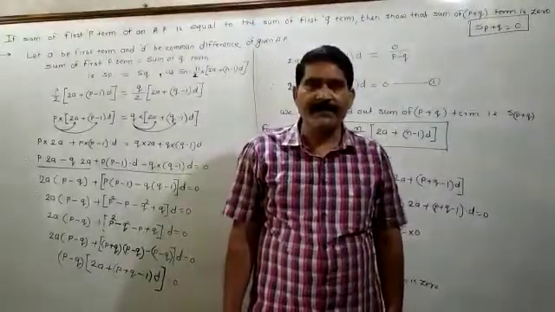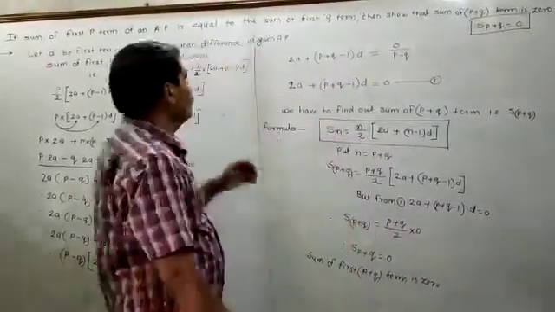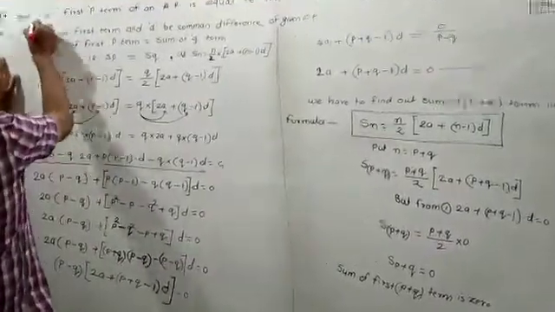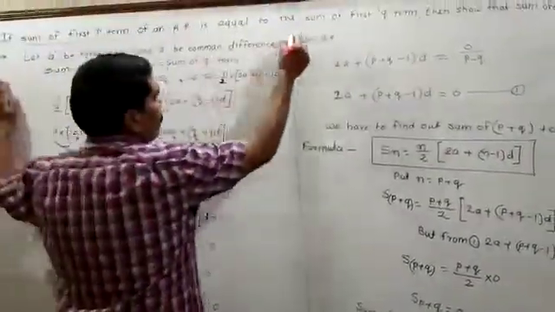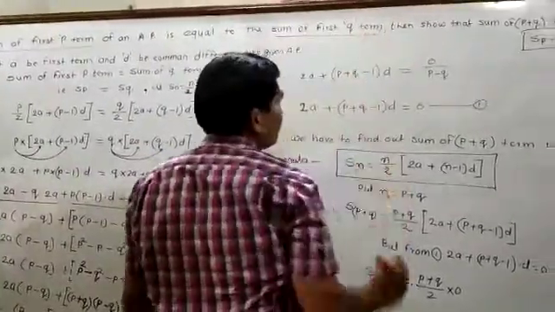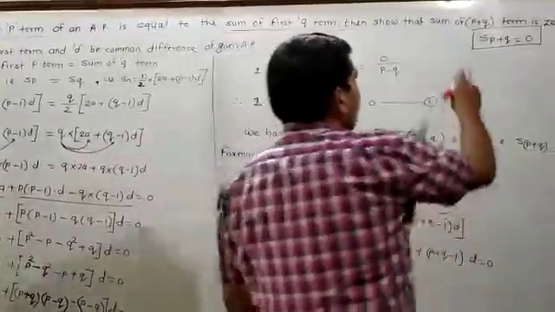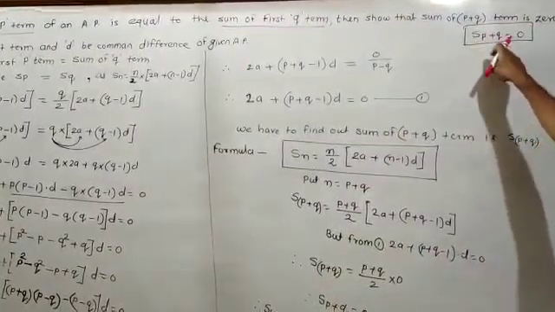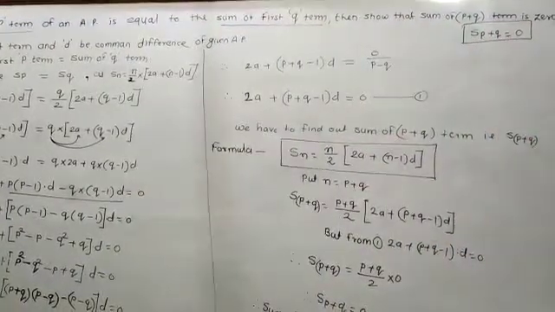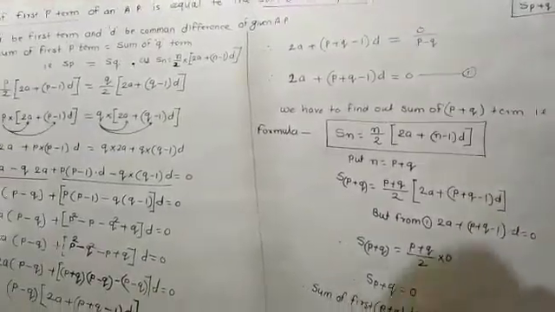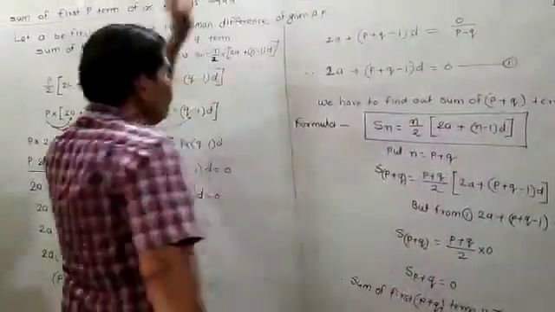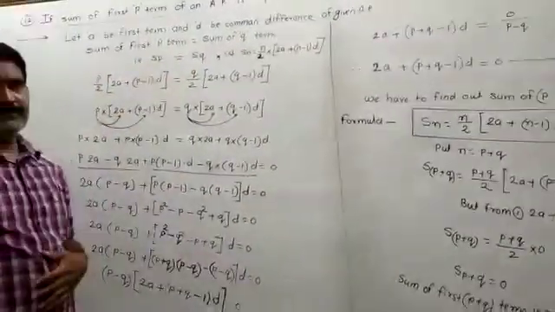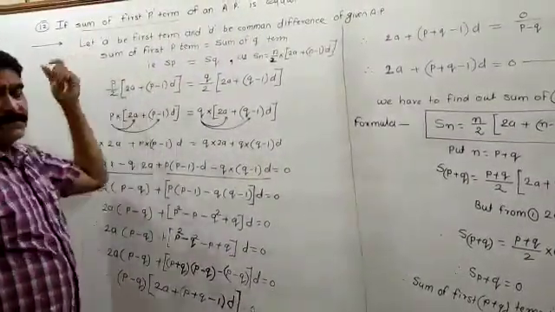Friends, let's start with problem set 3, question number 12. If the sum of p terms of an AP is equal to the sum of q terms, then show that the sum of p plus q terms is equal to 0. You have to show that p plus q terms sum is 0. But what is the condition? They are saying that the sum of p terms is equal to the sum of q terms, meaning Sp is equal to Sq. Then I will start with this.